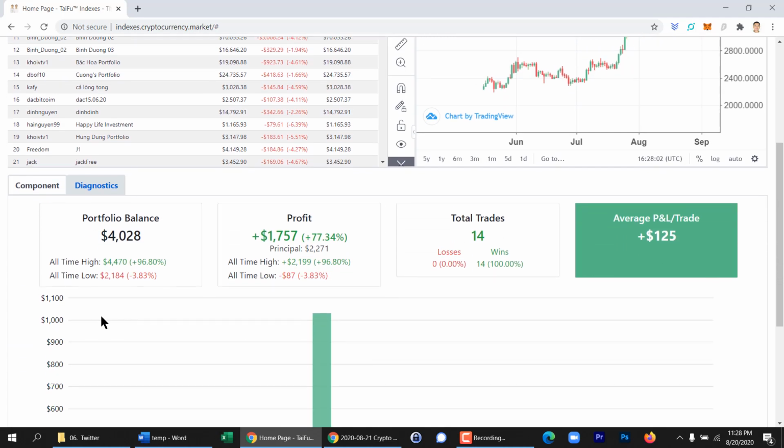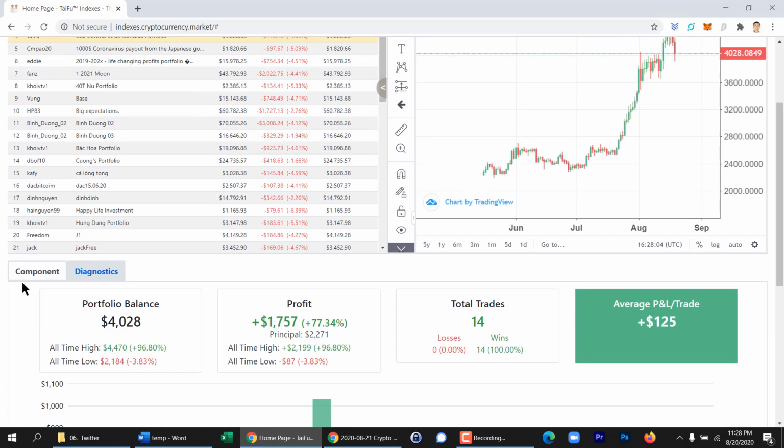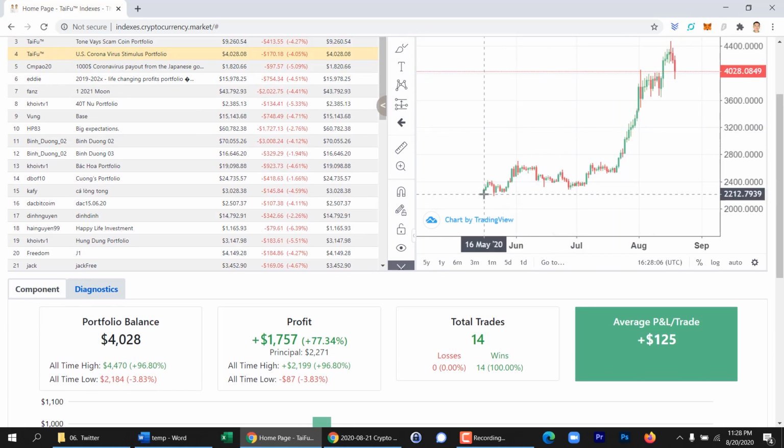If we look here, that's where we got in, and that's pretty much the low right there. That's reflected right there, which is 2184, the portfolio all-time low, and the high is that red candle up there, which is 4470. That's percentage based on the original principal, which is 2271.